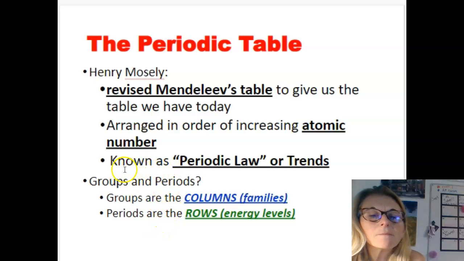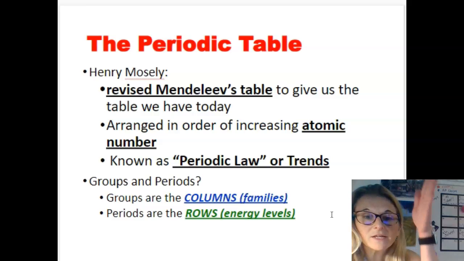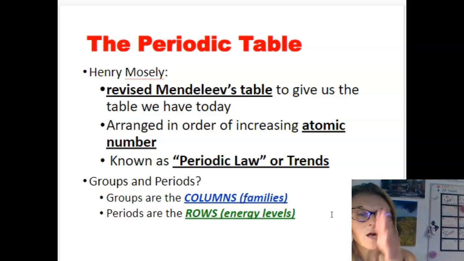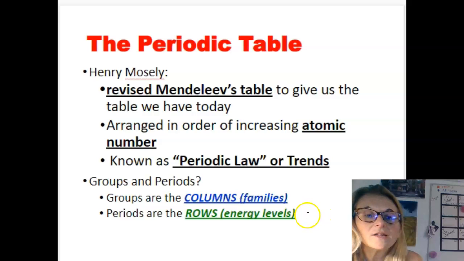So we have the periodic table is organized into certain trends or periodic laws. We have groups and periods. Groups are the columns or families. So columns, like what goes up and down vertically, and periods are our rows. We talked about them when we did electron configurations, and they show us energy levels.